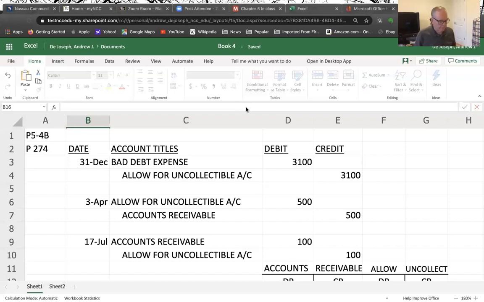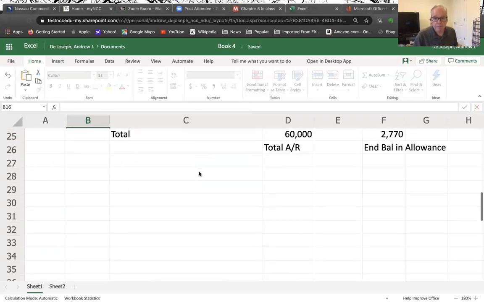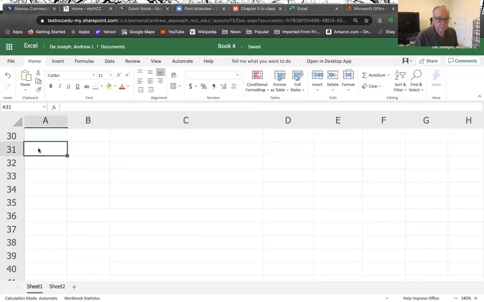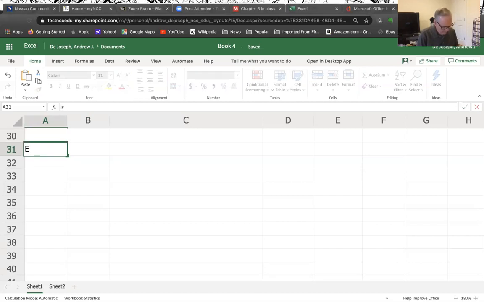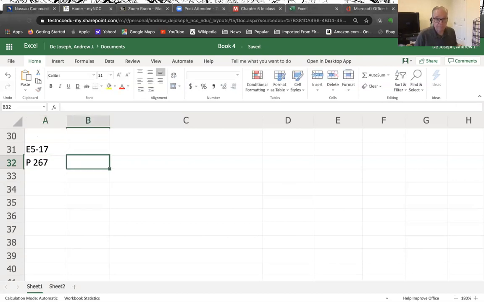Let's look at a notes receivable type of problem. This is exercise 5-17, and this is on page 267. Because we talked about notes receivable, we really didn't work with any numbers or anything, calculating interest, etc. So let's take a look. This is exercise 17, page 267.